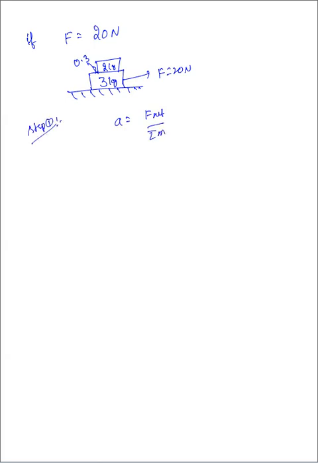So F net is how much? 20 by sigma m. 3 plus 2 is nothing but 5. 5 1 ja, 5 4 ja. Therefore what will we get? 4 meter per second square. Second step what we have to do? Check the statement whether it is correct or wrong.